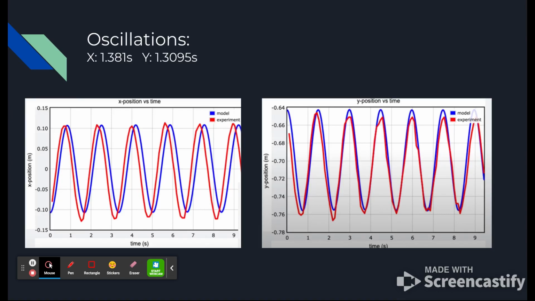And these are the x position and y position versus time graphs. And for both of them, I calculated the period of oscillation. I attained these by going into Tracker and seeing what time each was at after 3 or 4 oscillations. And then I divided that by the number of oscillations I chose. And they came up with pretty similar periods. So the x was 1.381 seconds, and the y was 1.3095 seconds. And so these were pretty consistent.